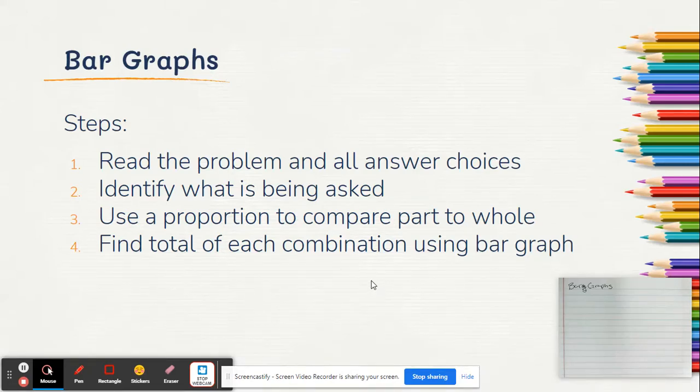Okay, guys, today we're going to start by looking at bar graphs. We're going to look at the bar graphs and identify the answers by looking at that bar graph, okay? So like always, we want to read the problem and all the answer choices and identify what is being asked. In this case, we're going to use a proportion to compare our part to whole, because sometimes we have percentages. And then we find the total of each combination using the bar graph.